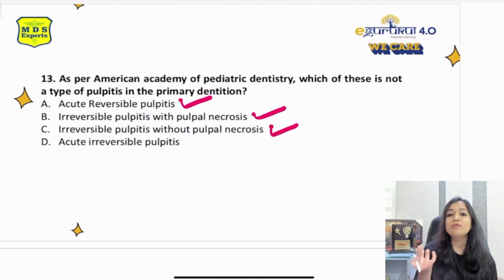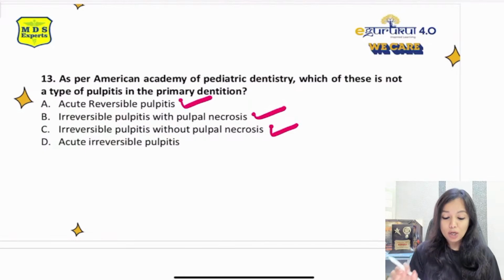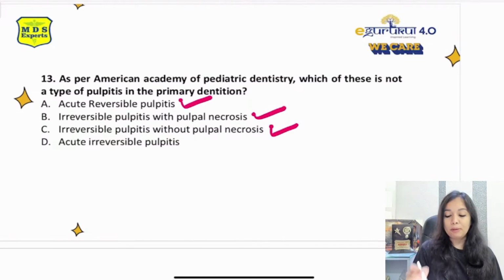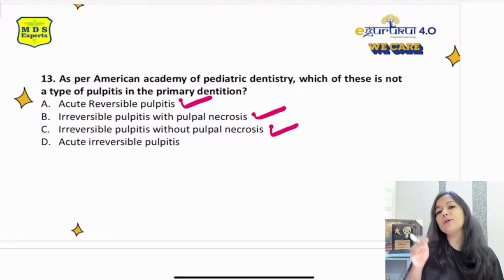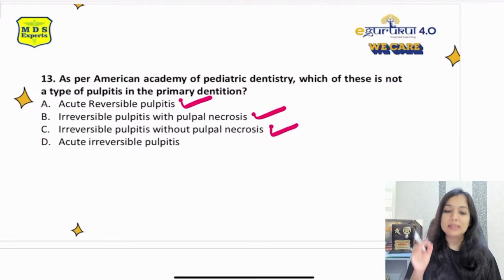In this also you will see a huge carious lesion, and the patient complains of pain while the food lodges, pain when I eat something sweet, and when you look at the tooth, there will be a huge deep carious lesion. So that is the irreversible pulpitis without pulpal necrosis, because there will be vitality in the pulp inside.